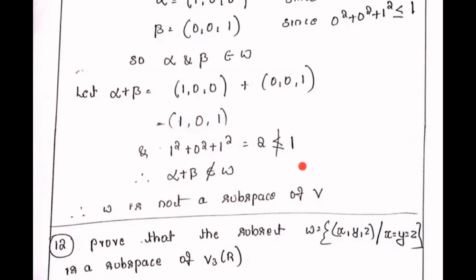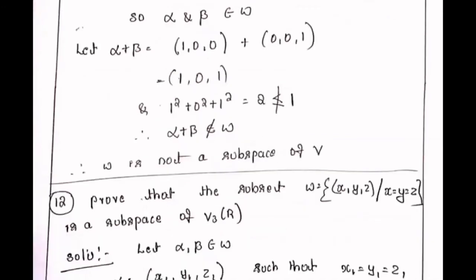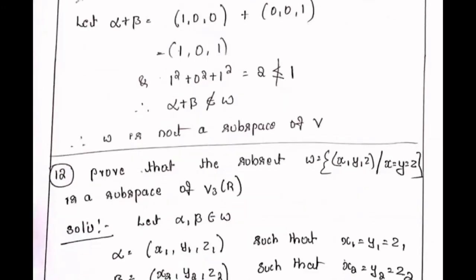So then what is the conclusion? Sir, this is not a subspace. Yes, tell me. Sir, this condition, alpha plus beta less than or equal to 1, will be true only for 1 0 0 and 0 0 1, no, sir? Are there any other cases where it is less than or equal to 1, sir?